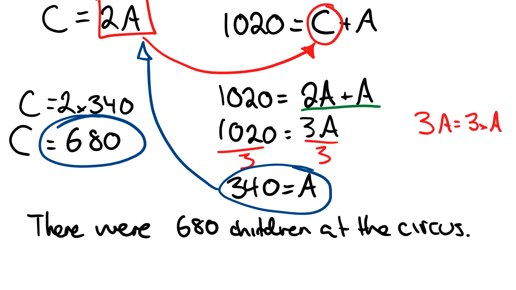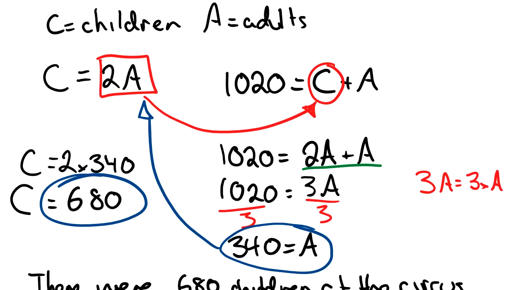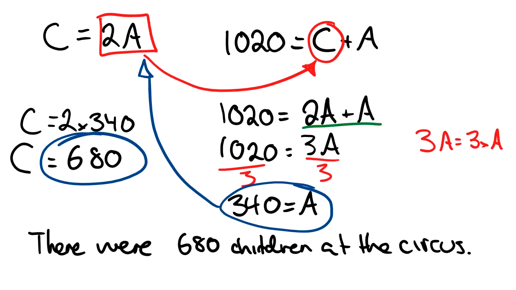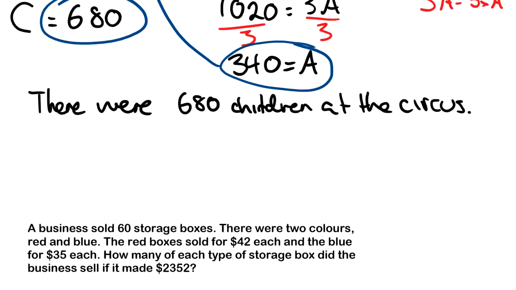All right, so that's our concluding statement. So remember the steps we took here. We found the variables we used. We found two equations that we needed to use. We solved them simultaneously to find what C and A equals. And then we wrote a statement that answered the question. There were 680 children at the circus.